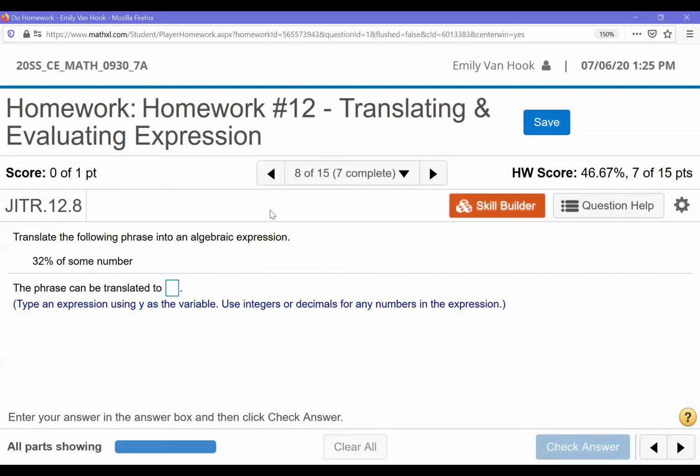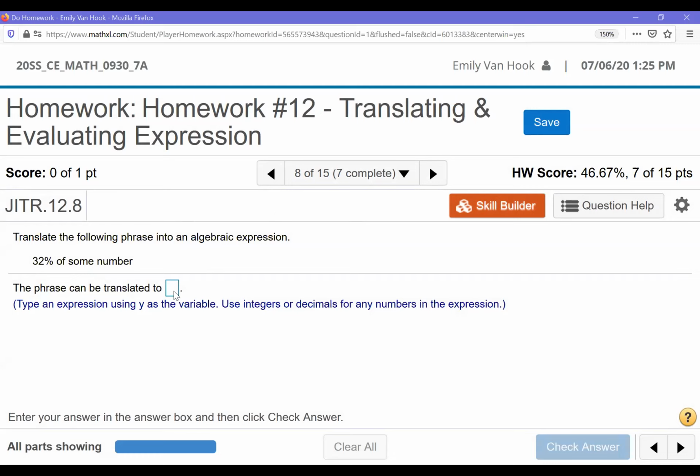Number 8, 32% of some number. Okay, this one has a slightly different instruction down below, which we often don't bother to read. It says type an expression using y as the variable. So we just got used to using x, and now it's asking us to use y. So just an easy thing to miss there for number 8.